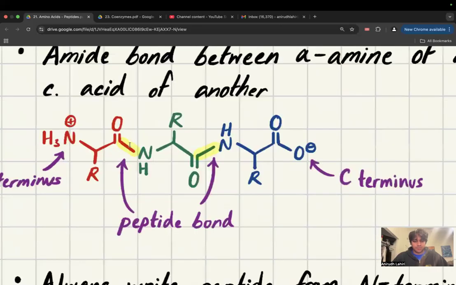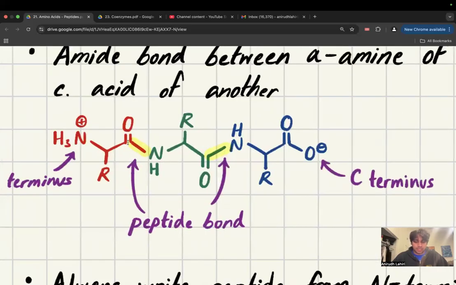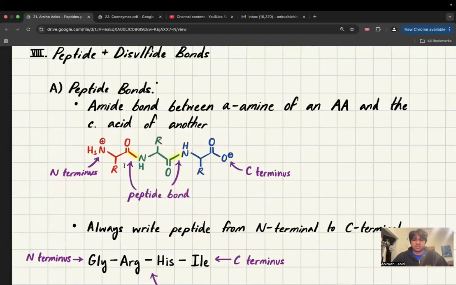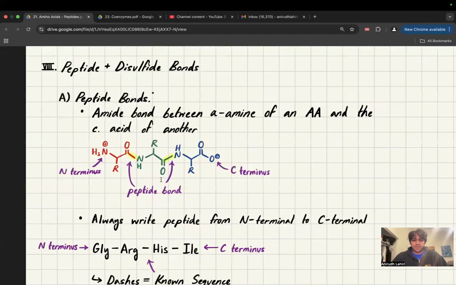Basically, you have a nitrogen that is directly connected to the carbonyl, right? This one is not a peptide bond because it's connected to the alpha carbon. This one is directly connected, so this is the peptide bond, right? Peptide bonds have this resonance structure too, and I think it's kind of easy to remember.